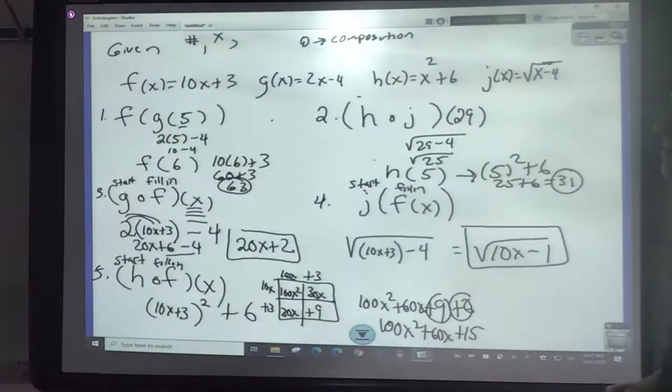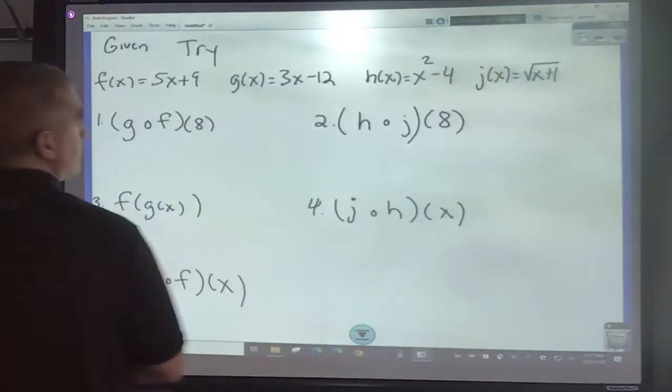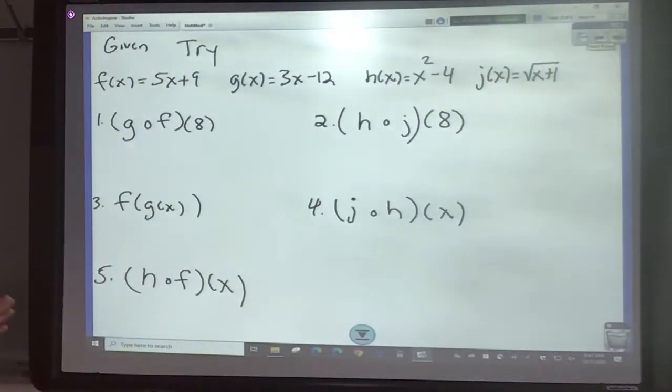Here's what I'd like you to do. Here are your functions. I would like you to pause your video, work on these, and then unpause.